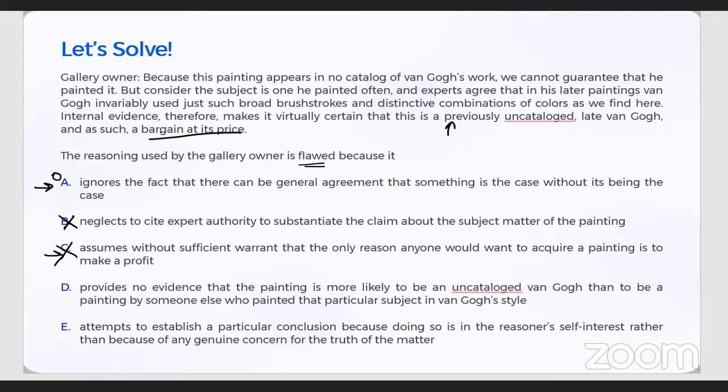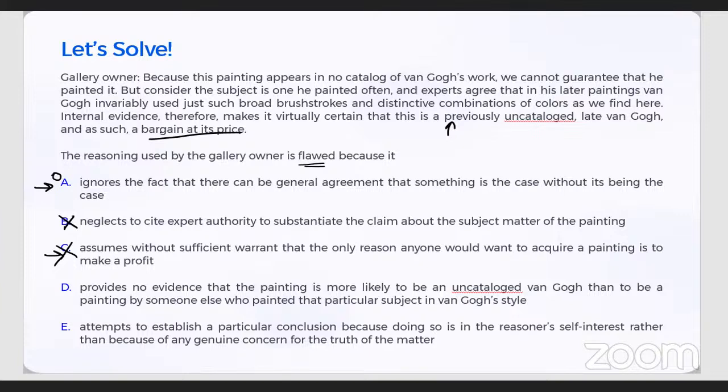Option D is saying that it provides no evidence that the painting is more likely to be an uncatalogued Van Gogh than to be a painting by someone else who painted that particular subject in Van Gogh style. Again, a really complex worded option. But if you simplify it, this option is saying that the flaw is that the gallery owner doesn't prove that the painting is more likely to be an actual Van Gogh than an imitation or a painting by someone else in Van Gogh style. So basically, the argument does not rule out alternative explanations.